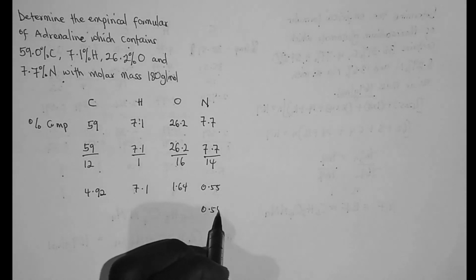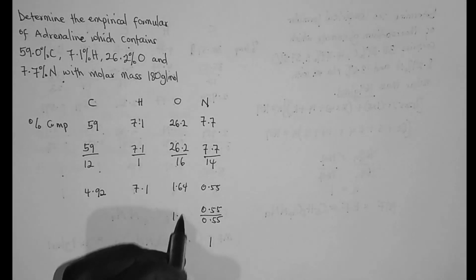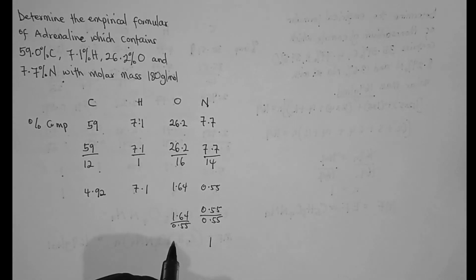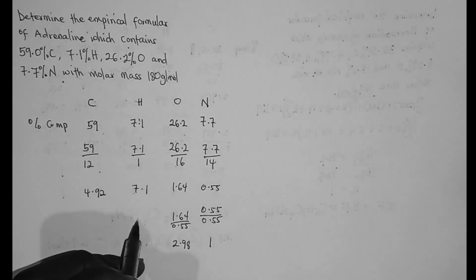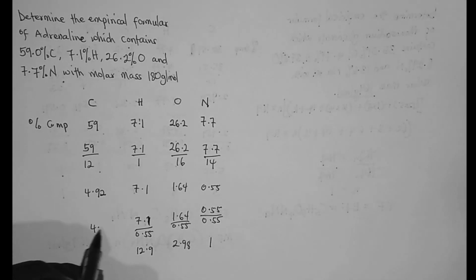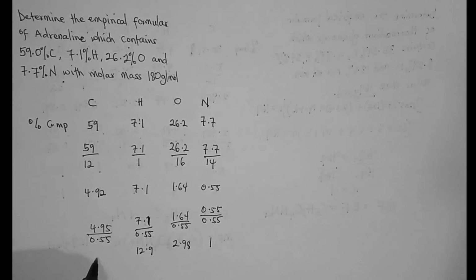So here 0.55 divided by 0.55, and that is 1. 1.64 divided by 0.55, and that is 2.98. And 7.1 divided by 0.55, and this is equal to 12.9. And here's 4.95 divided by 0.55, and that is equal to 8.95. So if we round it up to the nearest whole numbers, see that here is 9.